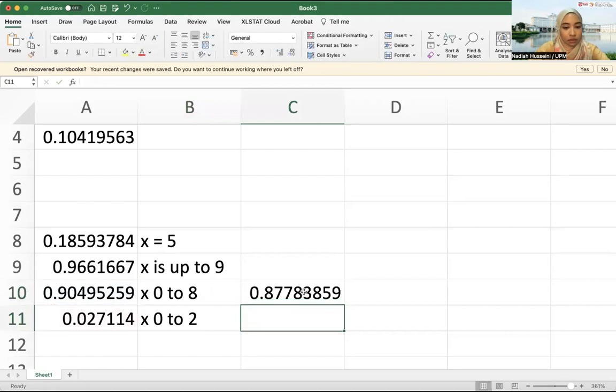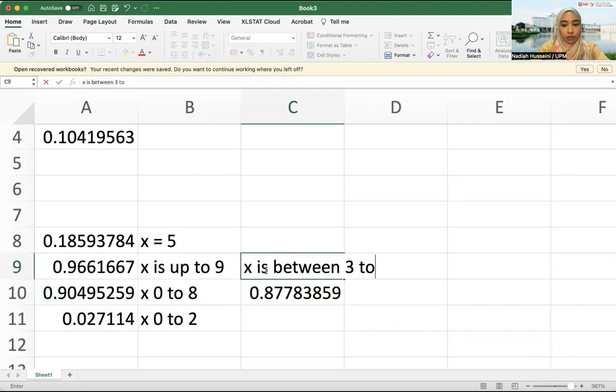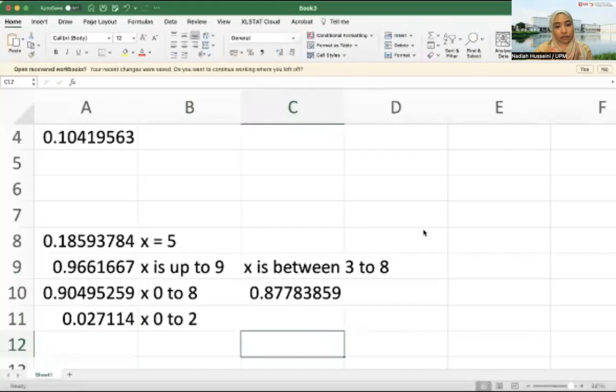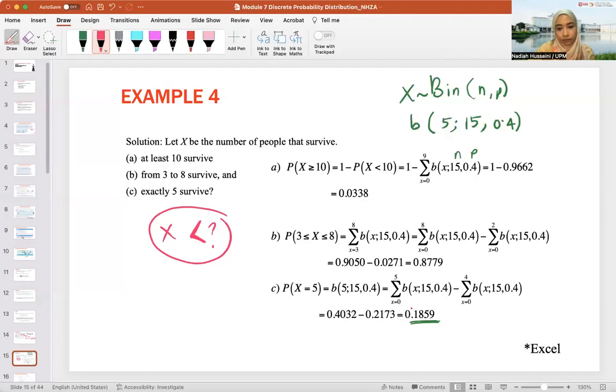So the answer is 0.877 for x between 3 to 8. So let's see if we got that. Sharing my screen again. So this is the answer. Okay, so you can try this. Whenever you're doing exercises, you want to know the correct answer, you can use Excel to help you.